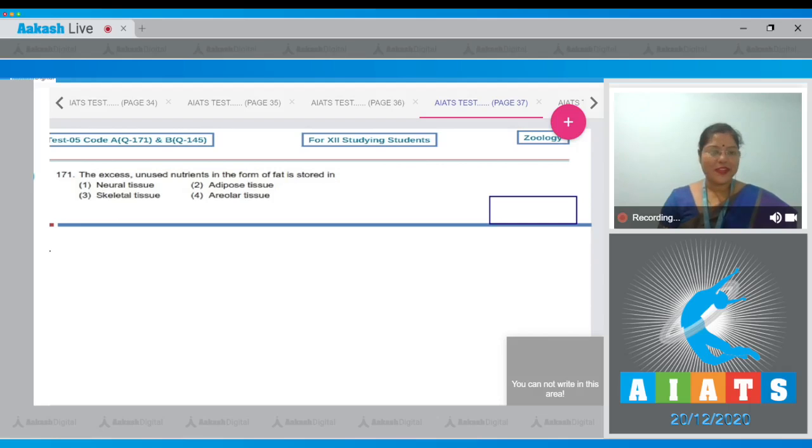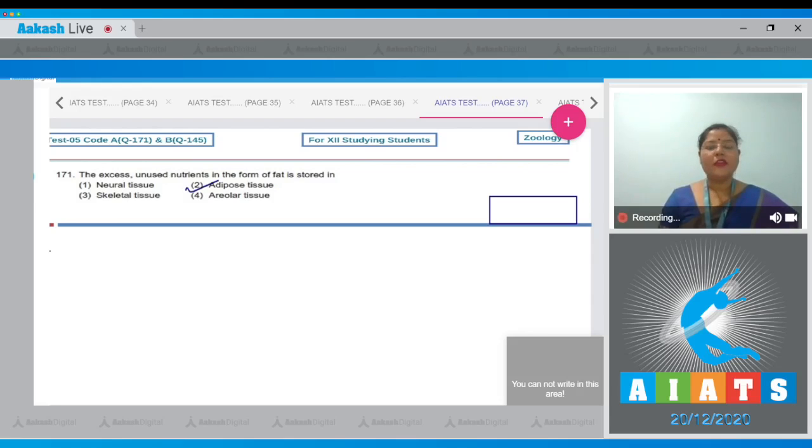Question number 171. The excess unused nutrients in the form of fat is stored in. And the options given are, first option, neural tissue. Neural tissue is involved in control and coordination. Second option, adipose tissue. Cells of adipose tissue are specialized to store fat. So correct answer is adipose tissue.